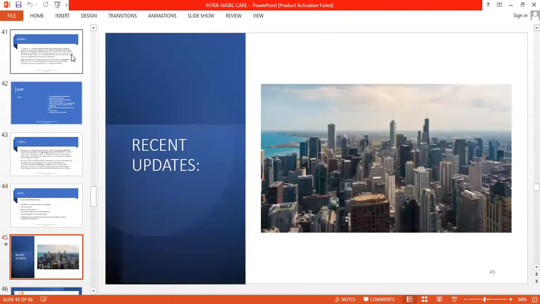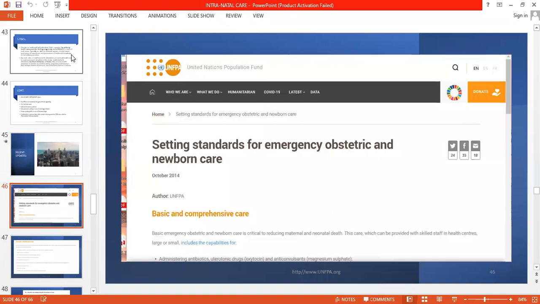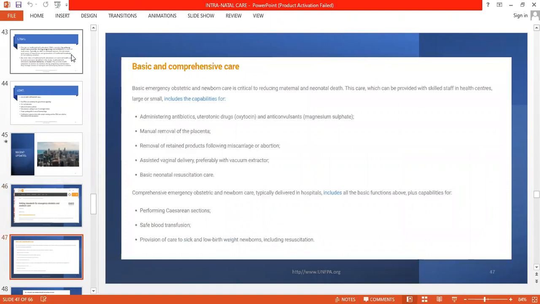Now it's time for the recent updates. There are different setting standards for emergency obstetric and newborn care. Basic emergency obstetric and newborn care is critical to reducing maternal and neonatal death.